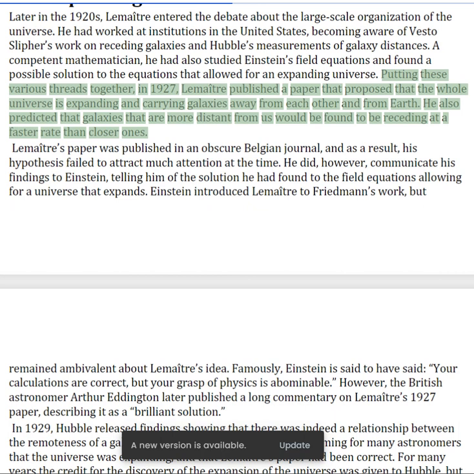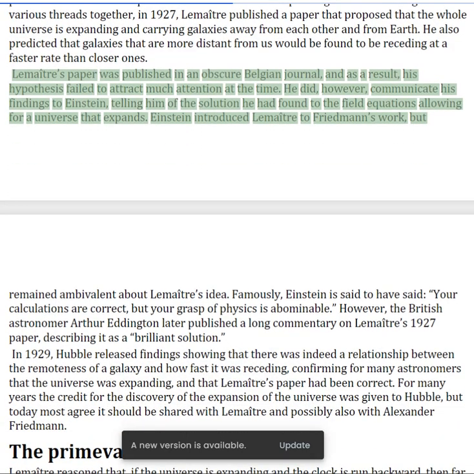Putting these various threads together, in 1927, Lemaitre published a paper that proposed that the whole universe is expanding and carrying galaxies away from each other and from Earth. He also predicted that galaxies that are more distant from us would be found to be receding at a faster rate than closer ones. Lemaitre's paper was published in an obscure Belgian journal, and as a result, his hypothesis failed to attract much attention at the time.